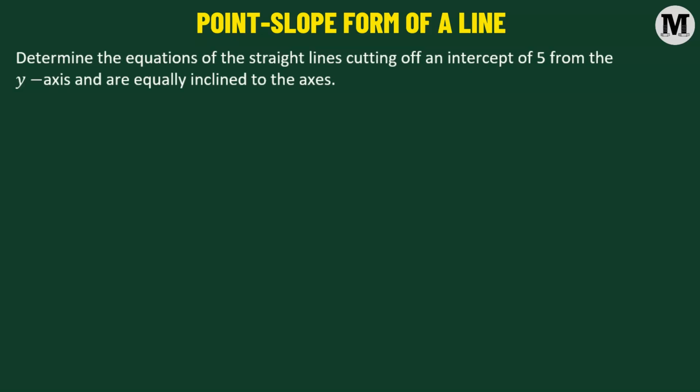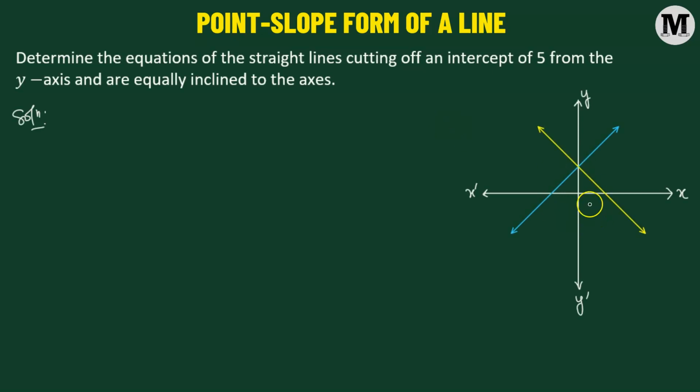Determine the equations of the straight lines cutting off an intercept of 5 from the y-axis and are equally inclined to the axis. So let's try to understand it graphically first. Here we have the coordinate axis and there are two lines. We have the yellow colored line and the blue colored line.